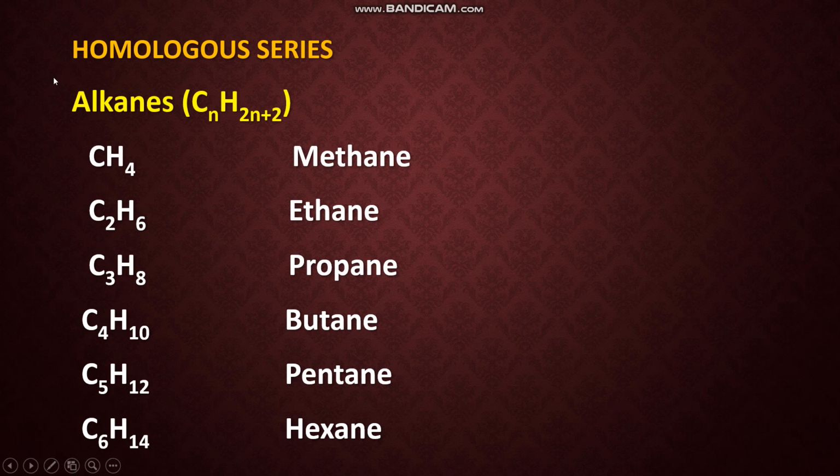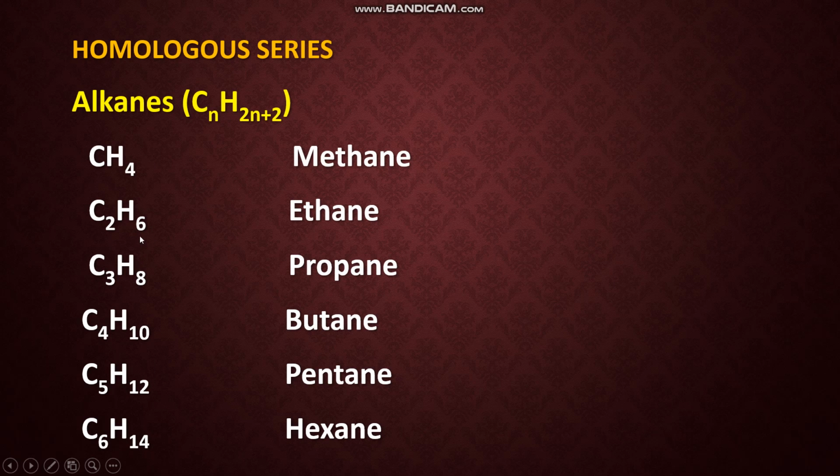So these two members, first and second member, differ by a CH2 group or by a mass of 14 units. Second and third member also differ by the CH2 group and a mass of 14 units. Third and fourth also same thing. So we can say all the members of this series differ successively by a CH2 group. Now you can see all these members can be represented by the same general formula. Methane, ethane, propane, butane, all these can be represented by the same general formula. For alkane, what is it? CnH2n plus 2.